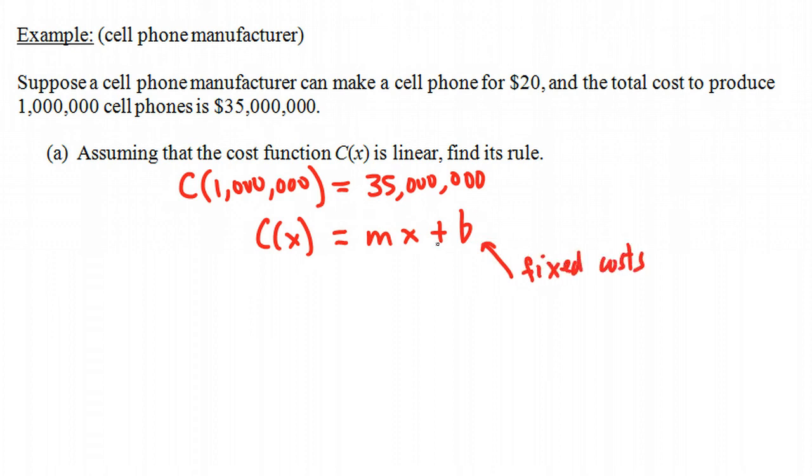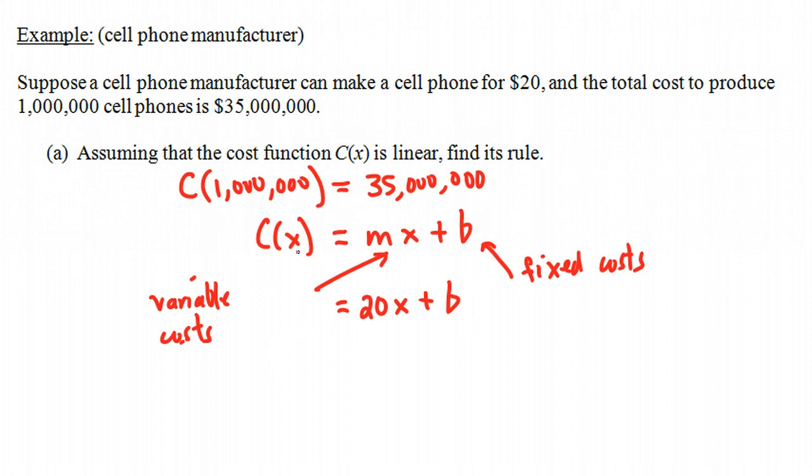Notice it does not depend on x. There's no x with the b. It doesn't depend on the number of cell phones you manufacture. mx is the variable costs. And for our particular problem, the m is going to be 20 because it costs $20 to produce a cell phone. So c of x is 20x plus b.